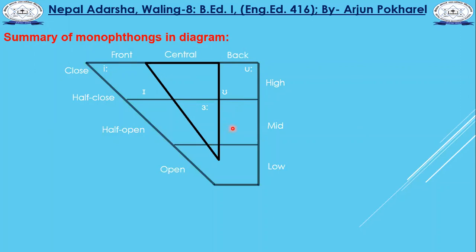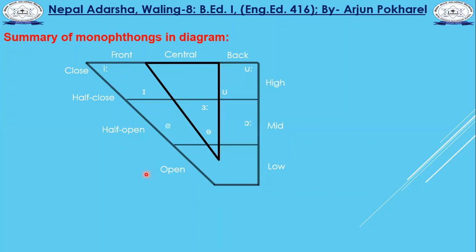Now when you see from this side, let's say from the side of British English, and this is the side of American English. This is the American classification, and this is the British classification. According to the British classification, these two are only close. But according to the American classification, these four are high vowels. In this way you have to classify the vowels of English.